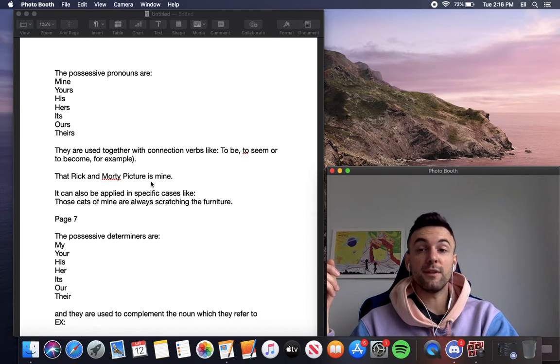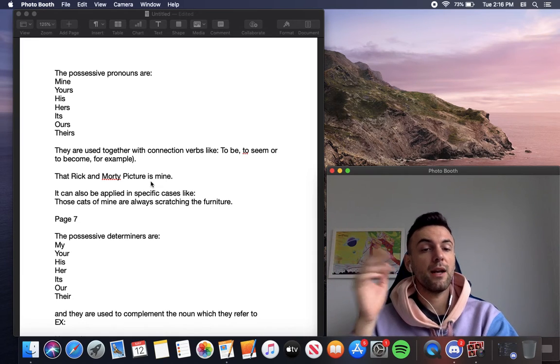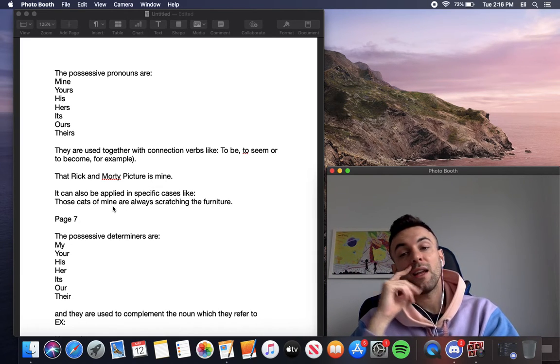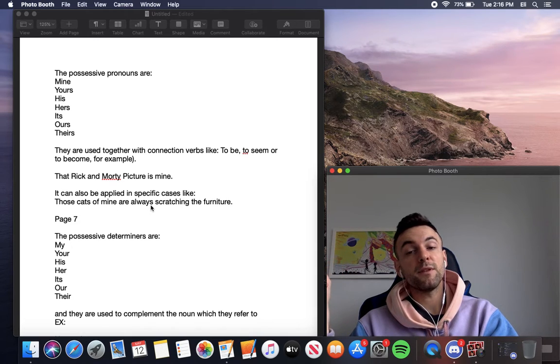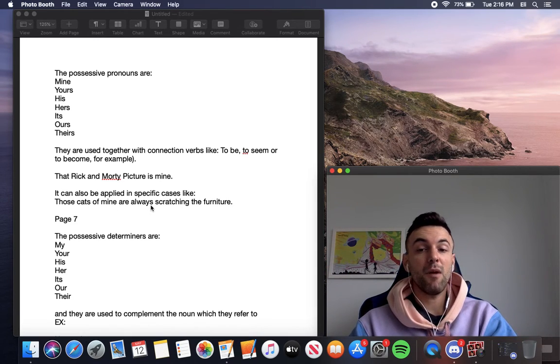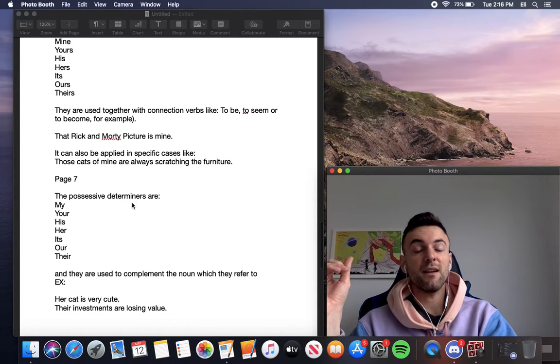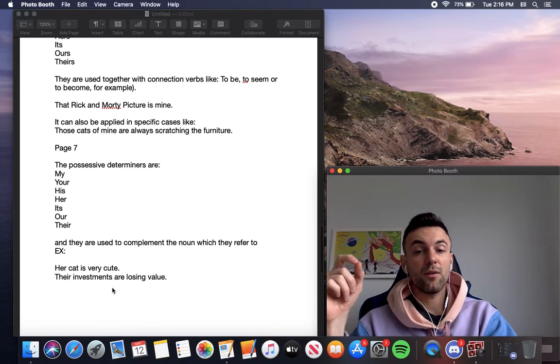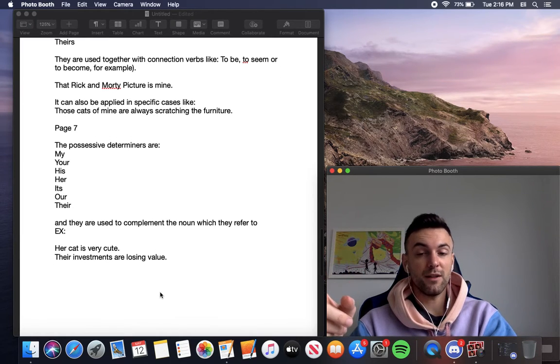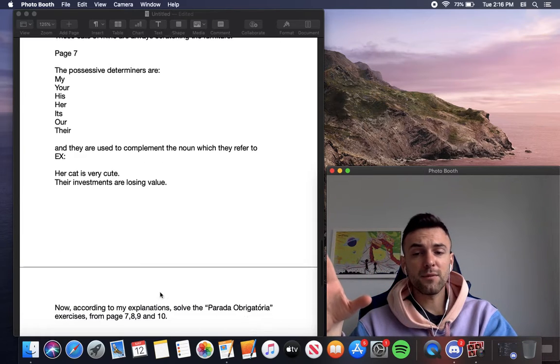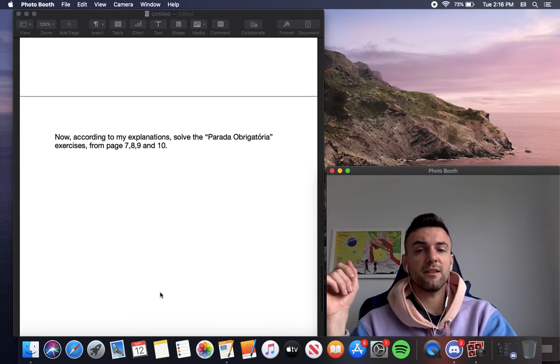That's the way we're going to use the possessive pronouns, normally to conclude an idea, and they're not going to have nouns after them. It can also be applied in specific cases, like those cats of mine are always scratching the furniture. And on page 7, you're going to take a look at the possessive determiners that are my, your, his, her, its, our, and their, and they are used to complement the noun which they refer to. For example, her cat is very cute, their investments are losing value. See that, guys? Really, really easy, this genitive case and possession.